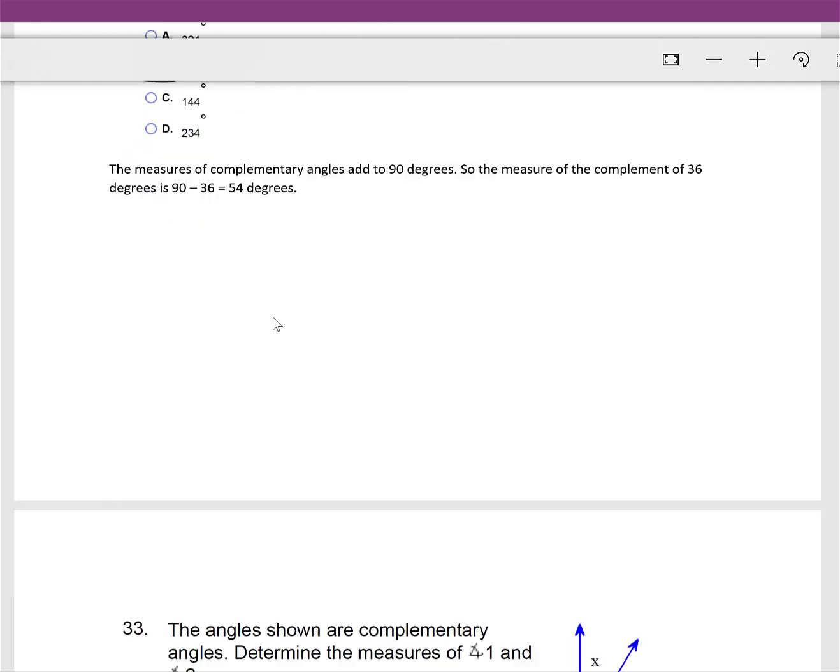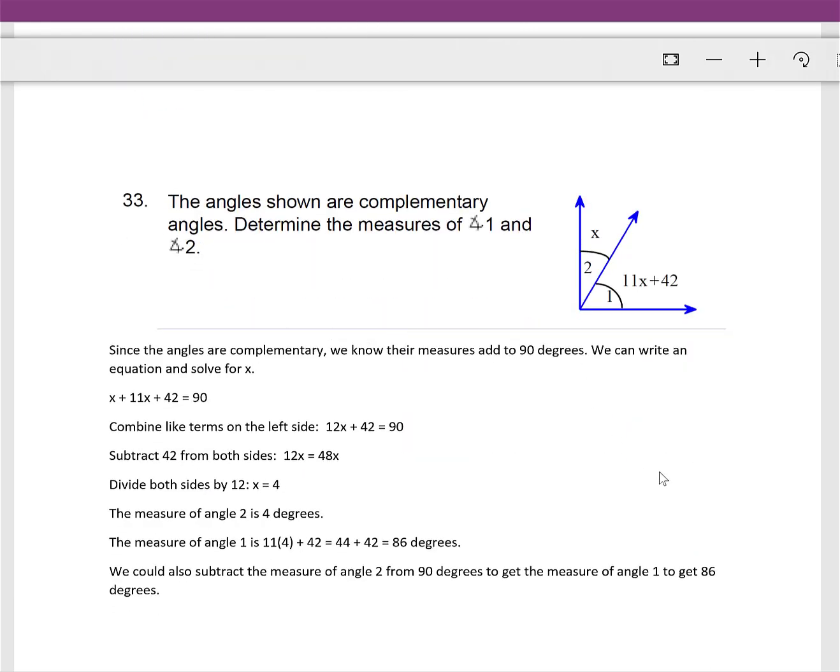Okay, this is another one I have a detailed solution for. So we've got a little picture here. We've got two angles that are complementary, so that means their measures add up to 90. So I know that x plus 11x plus 42 must equal 90. Combine terms on the left side, so I get 12x plus 42 is 90. Subtract 42 from both sides, and this should be just 48. 12x equals 48, and then divide by 12, and you get x equals 4. So the measure of angle 2 is 4 degrees.